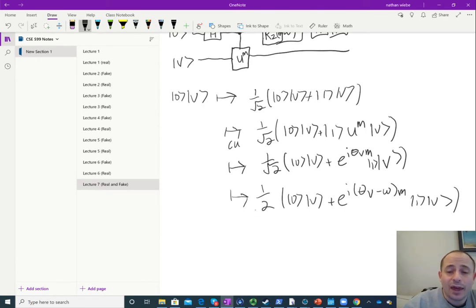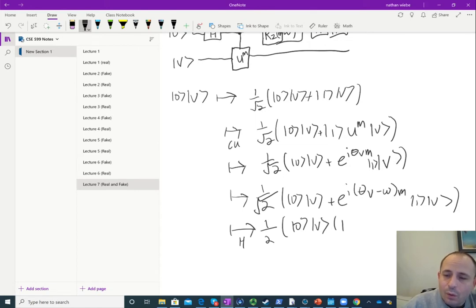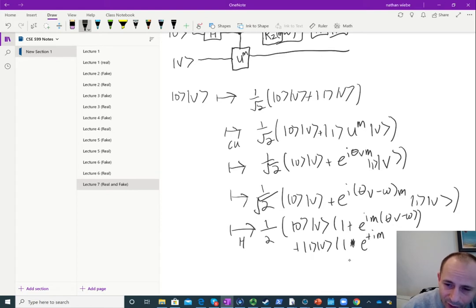Now we need to do a final Hadamard transform. And the final Hadamard transform, again, just like it did with the swap test, will map us to |0>|v> (1 plus e to the i m (theta v minus omega)) plus |1>|v> (1 plus e to the negative i m, this should be a minus, (theta v minus omega)).